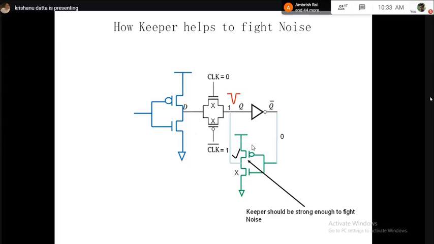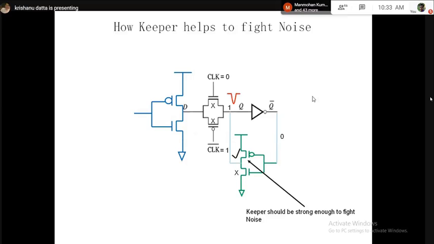If you increase the width of the PMOS more and more, it will be stronger. The stronger you make it, the more easily it will hold the value 1. Now, this thought process that I explained to you, you should do the same in your own way for holding the value 0, and then you will understand the entire thing. I told you the half portion; the other half you need to think through yourself. It's very easy, the same approach. So this is how the keeper actually helps to fight the noise.